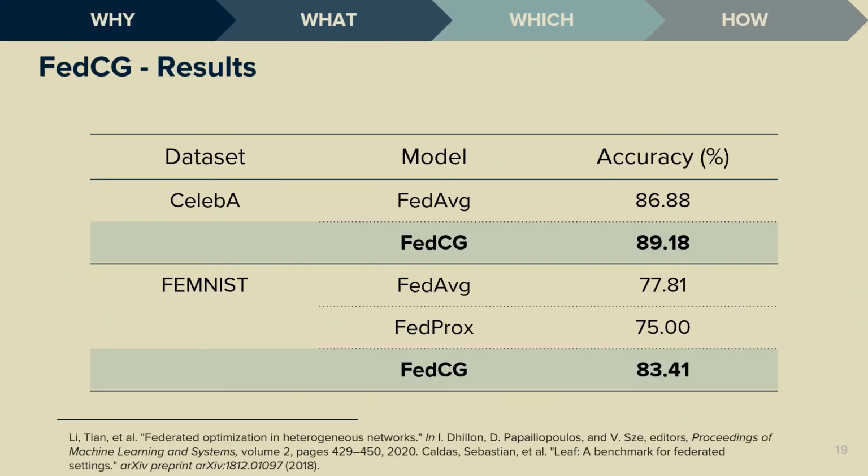We experiment with our model on the CelebA and FEMNIST datasets from the LEAF benchmark. In particular, we compare FedCG with the federated averaging baseline and with other important federated learning algorithms. In both cases, FedCG outperforms the baseline, and specifically in FEMNIST, where the dataset is more heterogeneous and therefore the impact of the graph is more important, the results are even better.